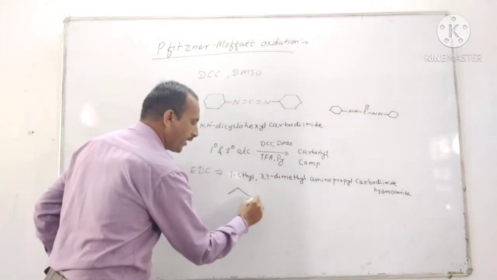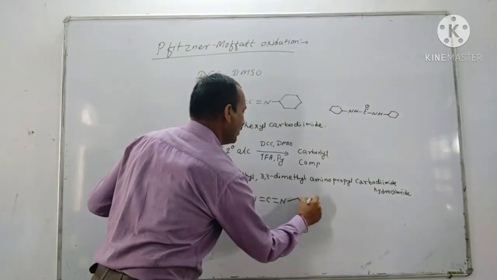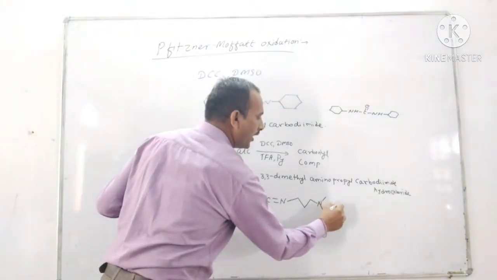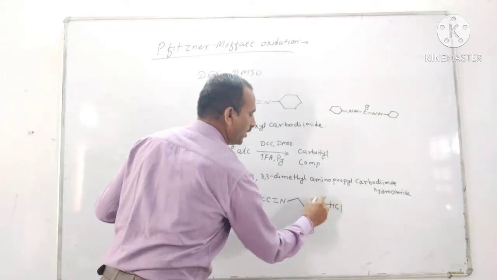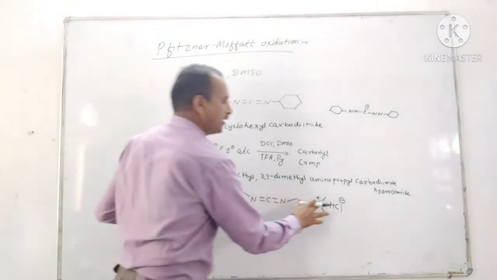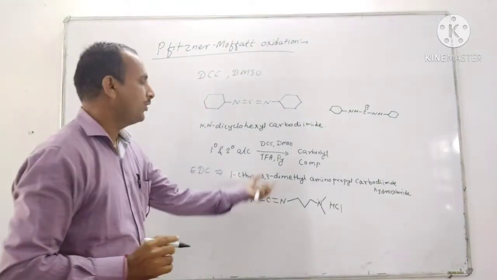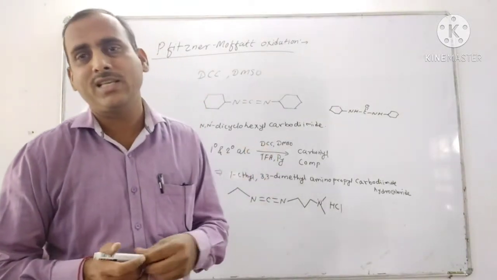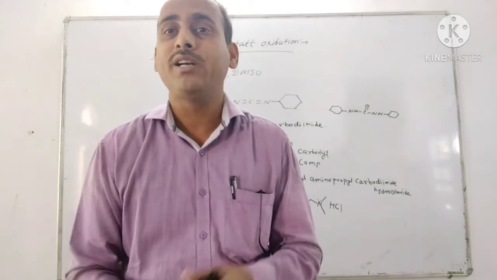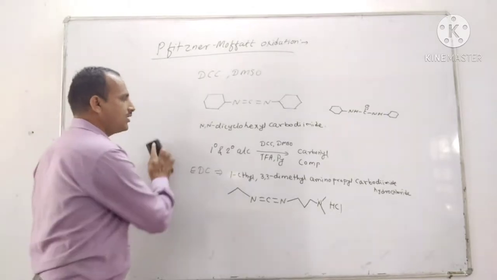So ethyl and methyl, hydrochloride, plus and Cl minus. Yes, we write it as HCl. So this is the structure of EDC. So instead of DCC we can use EDC, and this EDC byproduct is easy to remove from the oxidized product, that is from aldehydes and ketones. Okay, let's see the mechanism and reactions of this reaction.